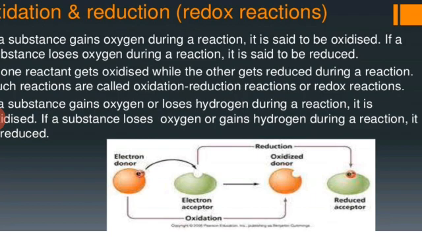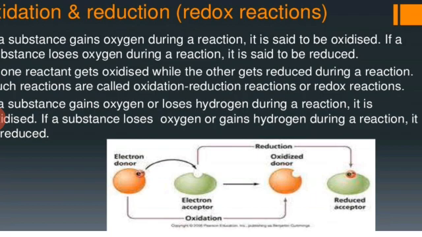Now we will come to redox reaction. Redox, the word is made up of two words, red plus ox. Red means reduction and ox means oxidation. Oxidation is a process in which either oxygen is added or hydrogen is removed. For example, we are burning hydrogen in oxygen. H2 plus O2 gives water. It's an oxidation reaction. We are oxidizing hydrogen to water.